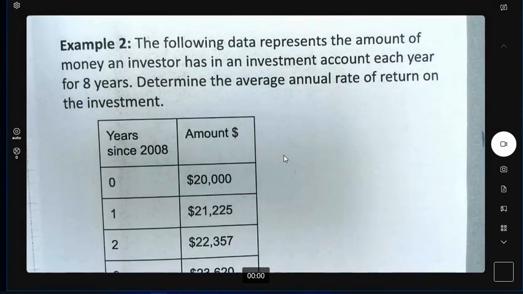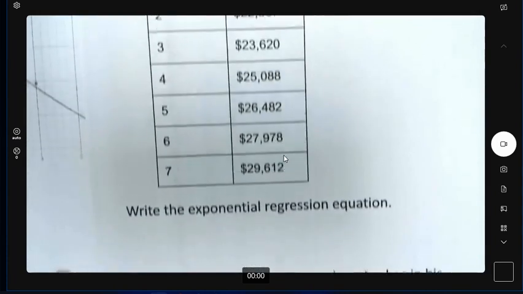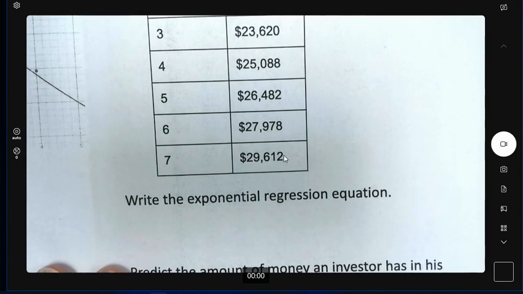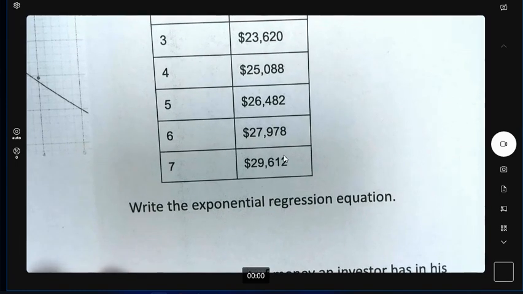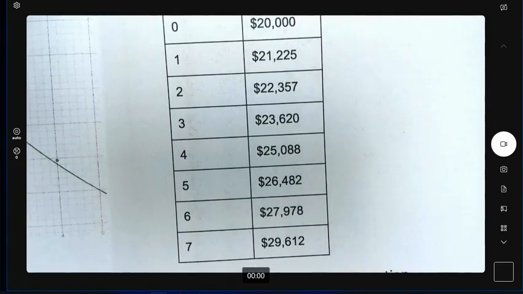Example 2, the following data represents the amount of money an investor has in an investment account each year for 8 years. Determine the average annual rate of return on the investment. Write the exponential regression equation. Okay, so for investments, we have compound interest. So that's why it's called exponential. So let's go to our Desmos and plug this in.